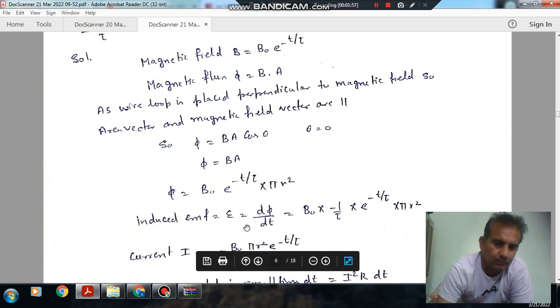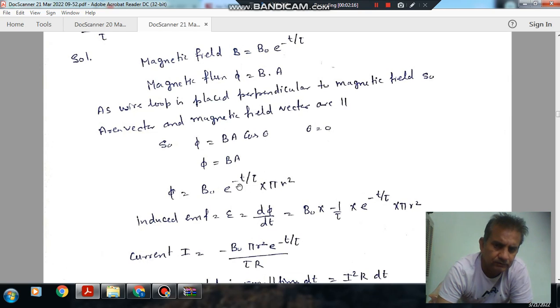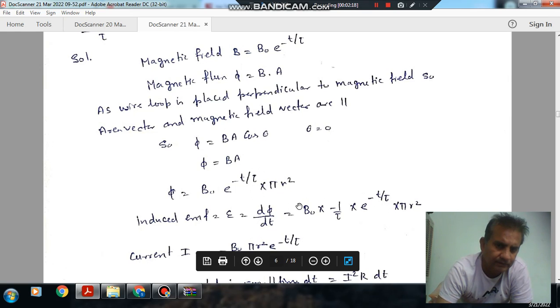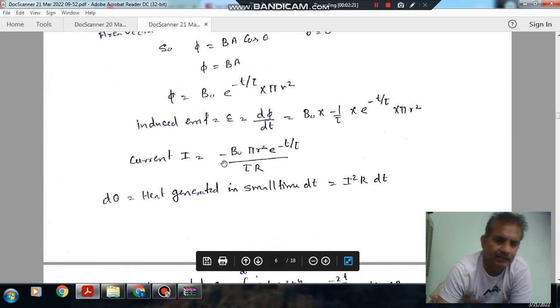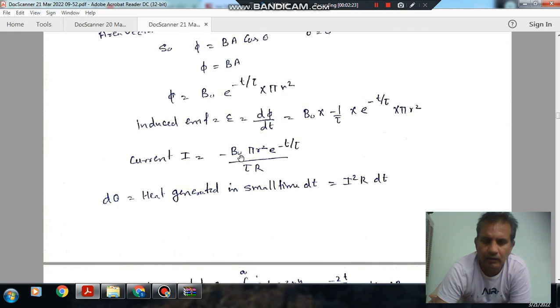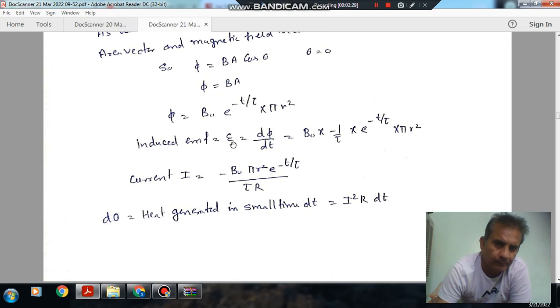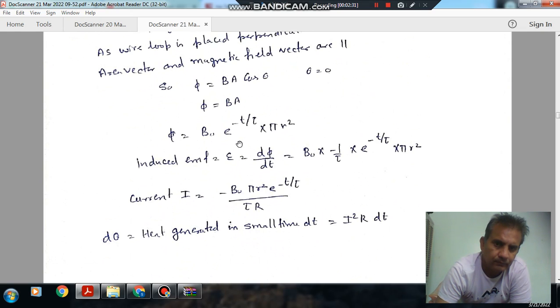If we differentiate it with respect to t, we get the induced EMF, that is B naught multiplied by minus 1 by tau and e to the power minus t by tau, the differentiation of this, into pi r square. So the current I is minus B naught and so on, as current is epsilon by R. So the current is this quantity divided by R.